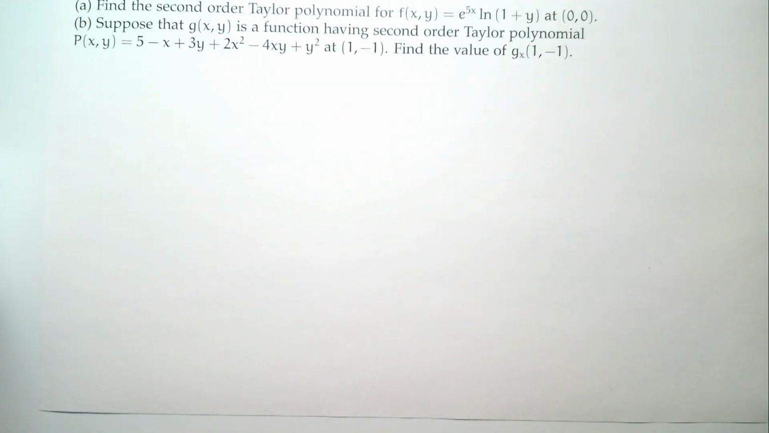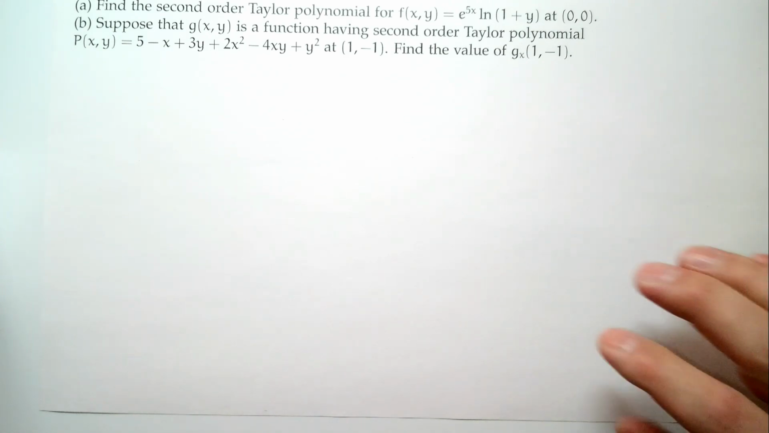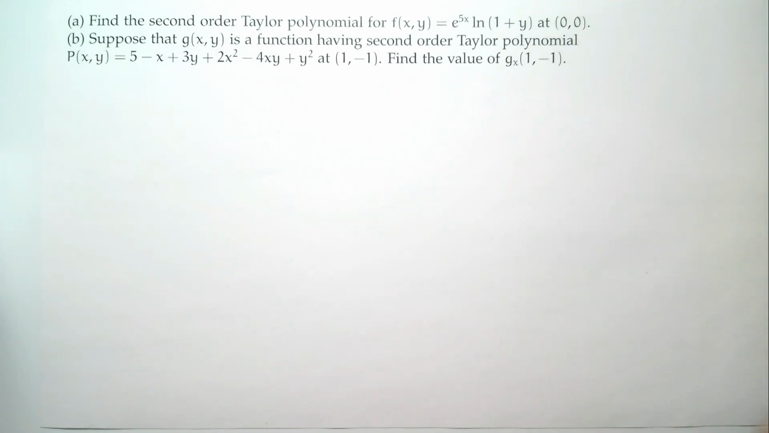So the next problem. Find the second order Taylor polynomial for f of xy, which is equal to e to the 5x log of 1 plus y at the point 0, 0. That's part A. And part B, suppose that g of xy is a function having second order Taylor polynomial P of xy equals 5 minus x plus 3y plus 2x squared minus 4xy plus y squared at 1, negative 1. Find the value of g sub x at 1, negative 1.